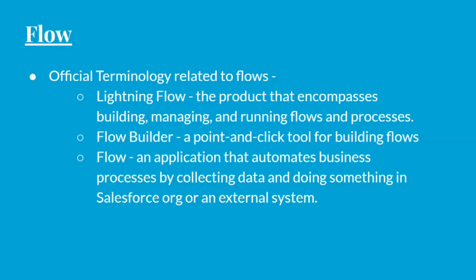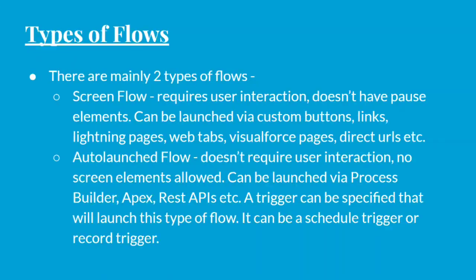So these are the main terminology related to flow. Whenever you hear, be clear what the other person is talking about, whether it is a lightning flow. The lightning flow is a product. Flow builder is a tool where you build a flow. And what is a flow? Flow is basically an application which helps you automate the business processes. So let's see what are the different types of flows.